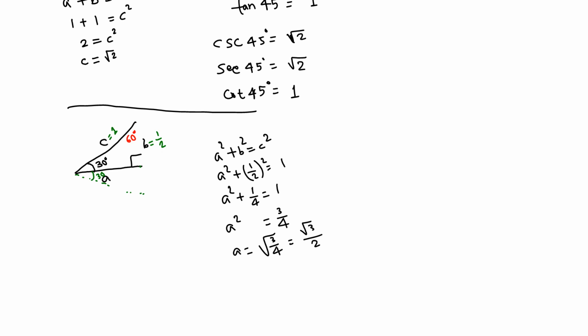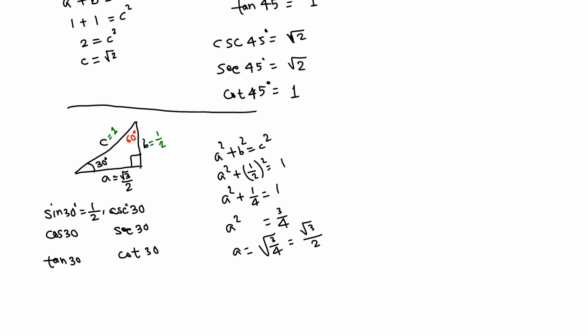Okay. So we have this a, adjacent to 30, is root 3/2. So this is root 3/2. Now since we have all three sides, we can find sine 30, the reciprocal of sine, cosecant 30, cosine 30, secant 30, tangent 30, cotangent 30. Sine is just opposite over hypotenuse, so 1/2 over 1, which is 1/2, and the reciprocal of 1/2 is just 2.